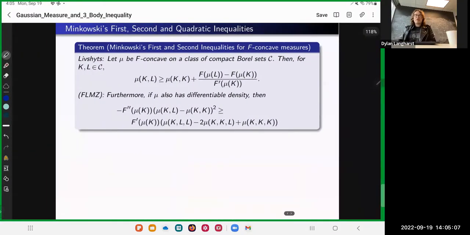So now let me show you Minkowski's first and second inequalities for f concave measures. So Lifshitz showed the case of the first inequality. So if mu is f concave, by the way, all these definitions up until now for the mixed measure of A, B, C, we didn't assume any concavity. It was just a definition. Now we're assuming concavity. So Lipschitz showed if mu is f concave, then you get this guy.